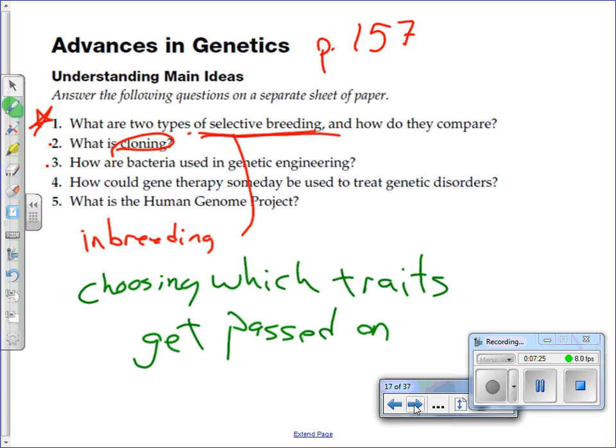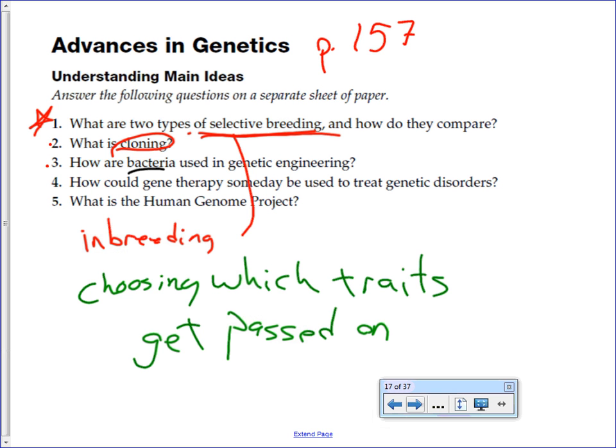Cloning, we talked about cloning, making an exact copy. It can be as simple as taking a cutting from a plant, or as complicated as tricking a cell into thinking that it's a fertilized egg and growing into a new living thing. And so we talked a little bit about that.